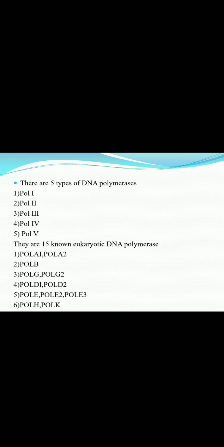DNA polymerases in prokaryotes are polymerase 1, polymerase 2, polymerase 3, polymerase 4, polymerase 5. And there are 15 known eukaryotic DNA polymerases. There are Pol A1, Pol A2, Pol B, Pol G, Pol G2, Pol D1, Pol D2, Pol E, Pol E2, Pol E3, Pol H, Pol K.